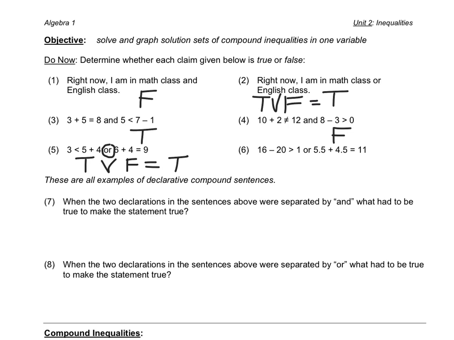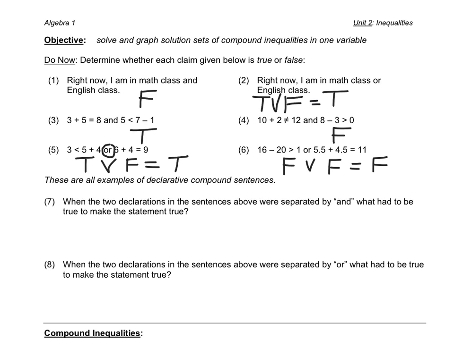All right, well, the next one's very similar conceptually. First part, is that true? 16 minus 20, is that greater than 1? No. Is 5.5 plus 4.5 equal to 11? No. So this one's just going to be false.